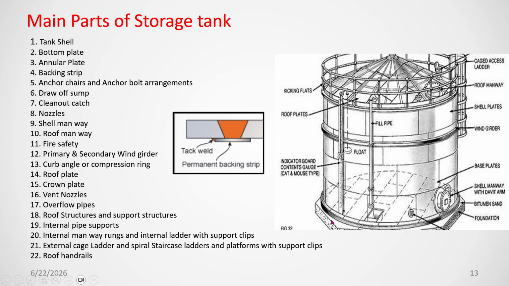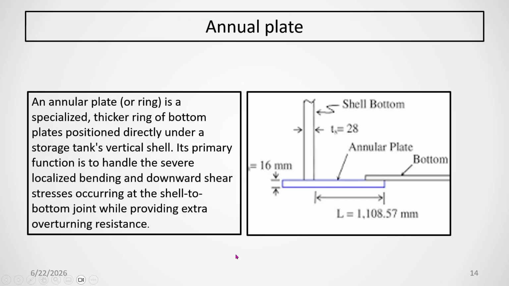Then the annular plate. I will show you the design of the annular plate. You can see the third item is the annular plate. The size of the annular plate is much more than the bottom plate, because the vertical shell will be welded onto the annular plate. That's why the thickness of the annular plate will be much more than the bottom plate. Suppose the shell thickness at bottom is 28, it will gradually decrease upward. With 28, the annular plate thickness should be at least 16 millimeter.